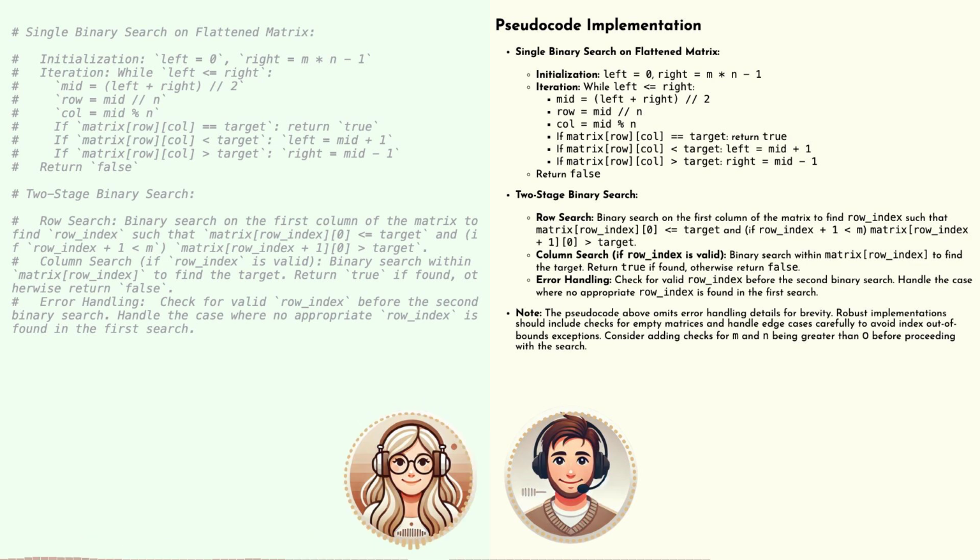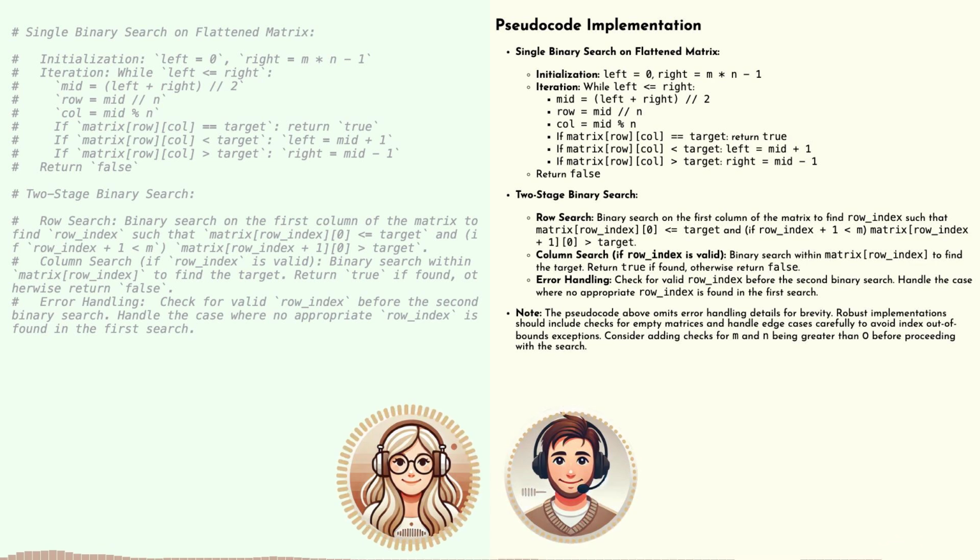But what if the first element of that middle row is greater than our target? Well, then we know our target can't be in that row or any row below it. So we update our right pointer to be one less than the middle row index, effectively cutting our search space in half.